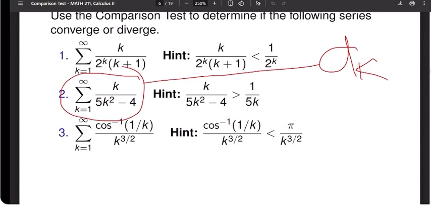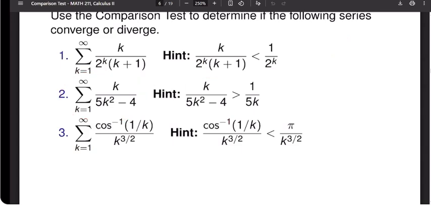Please pay attention. The bk, the similar sequence that I'm actually going to use in comparison, has to come from within. Now, look at what I'm going to do. When k is big, please pay attention. When k is big, there's no difference between this and 5k squared. I'm going to say that again. Please pay attention. If you don't understand, ask me a question. Take a look at this.